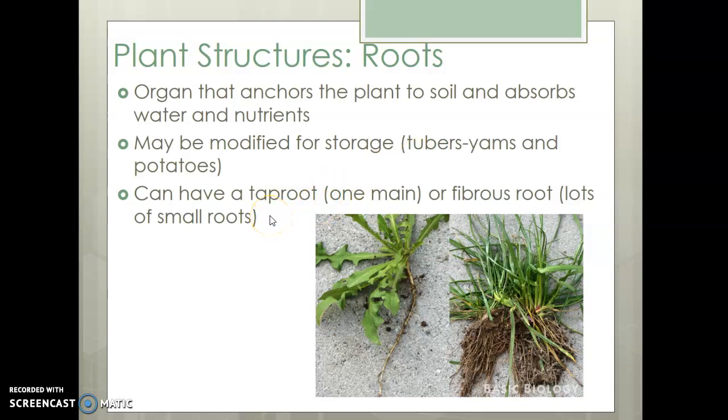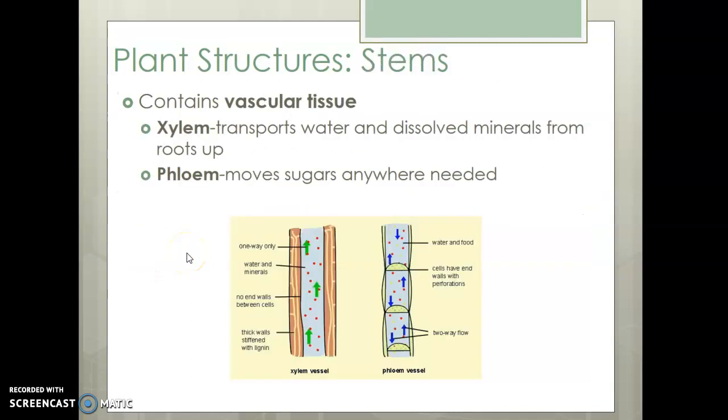Roots can be two types: a taproot, which is like this dandelion where there's just one main root, that's called a taproot, or fibrous roots like in grass. Grass has fibrous roots, which is a bunch of lots of small roots.